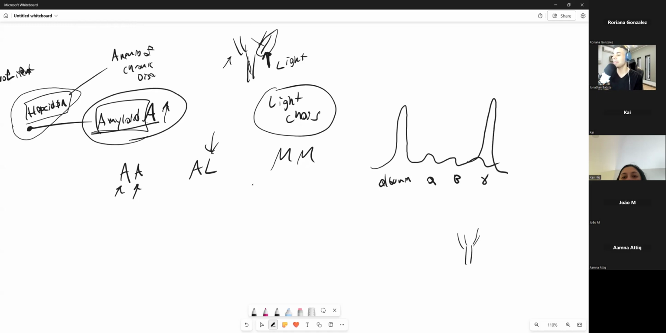Kind of looks like an M. I mean, I don't see it. That doesn't look like an M to me. Look at this. This is not an M. But I guess so. So that's why they call it the M spike.